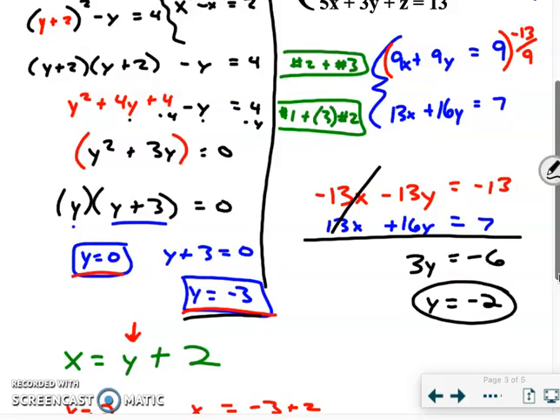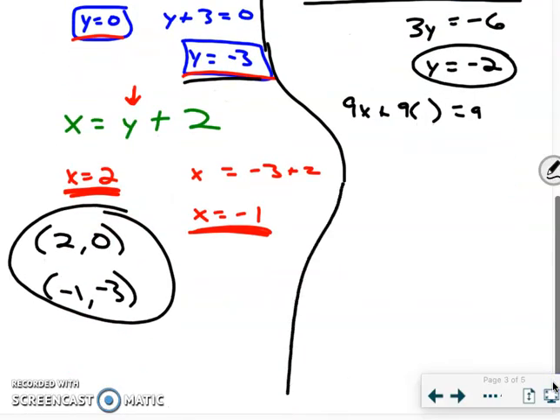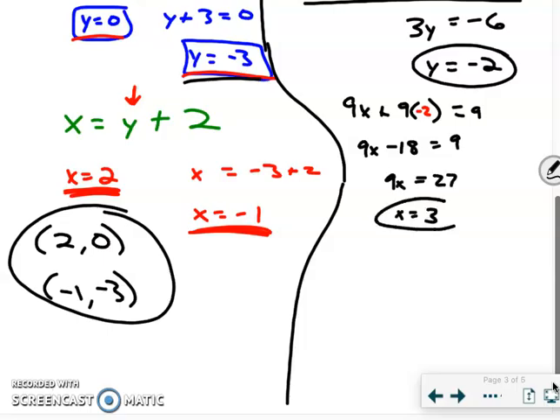Going back into this secondary system, it again does not matter which of the equations we go with. Again, I suppose I'll go with the top to where we can say that 9x plus 9y is equal to 9. Right. And we just figured that y was equal to negative 2. So in calculating, again, now 9x minus 18 is equal to 9. Add the 18 over. 9x equals 27. And now we know that x is equal to 3.